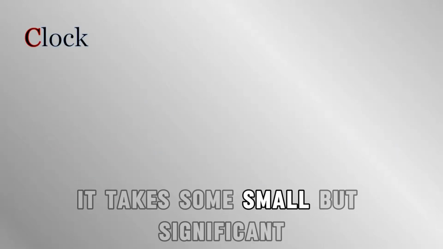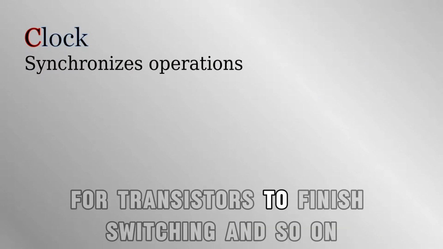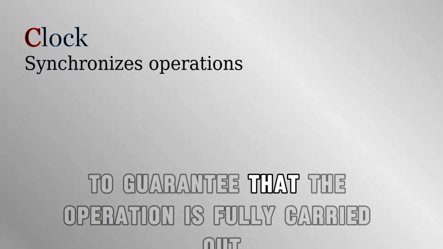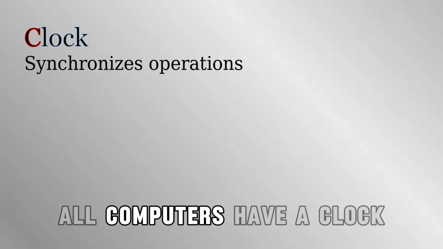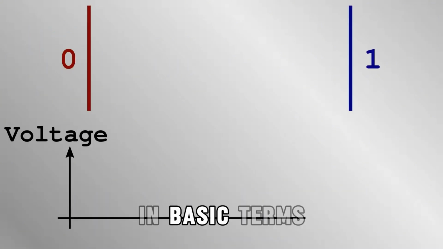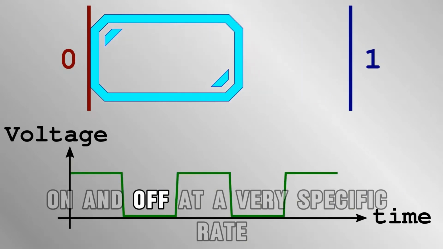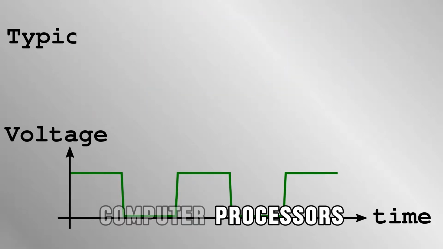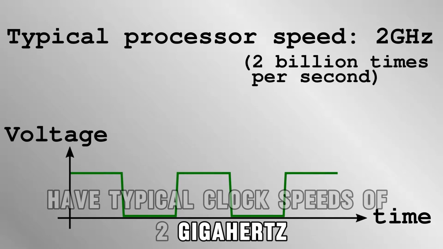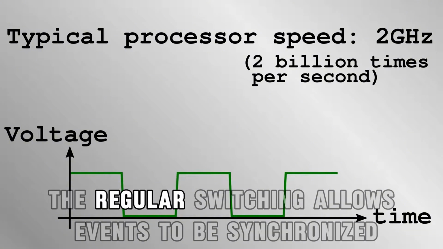It takes some small but significant amount of time for electrical signals to propagate, for transistors to finish switching and so on, to guarantee that the operation is fully carried out before attempting to read out the answer. All computers have a clock. In basic terms, an oscillating crystal switches a voltage on and off at a very specific rate. At the time when this video is made, computer processors have typical clock speeds of 2 GHz, meaning that the clock switches at 2 billion times a second. The regular switching allows events to be synchronized.